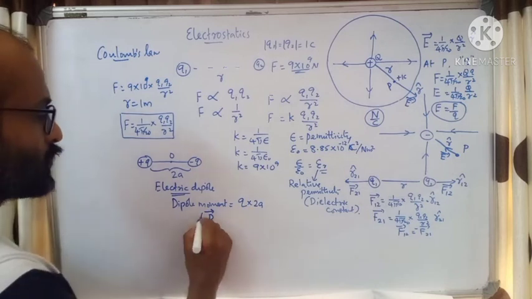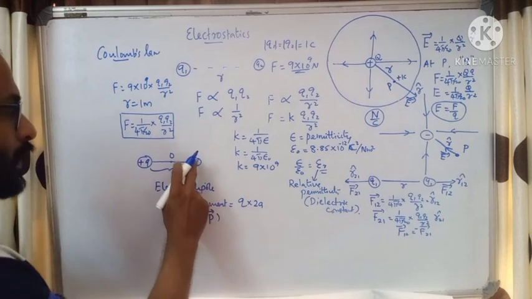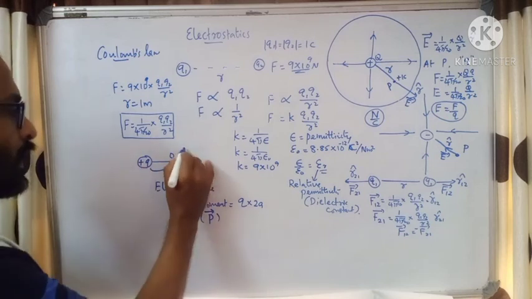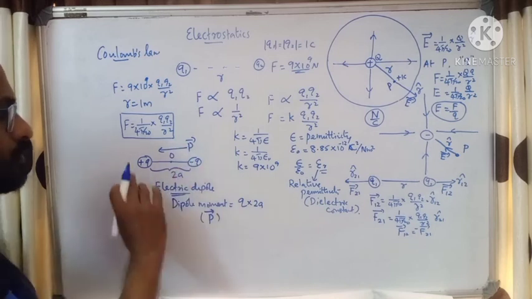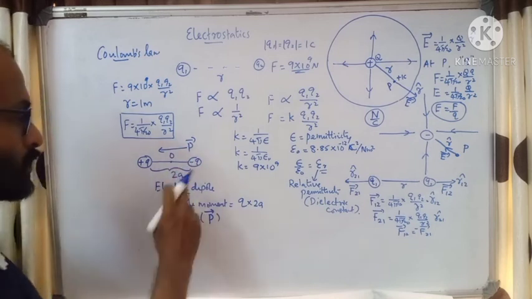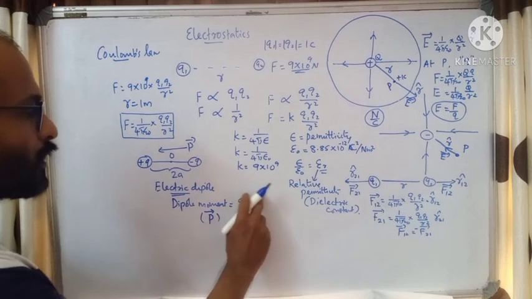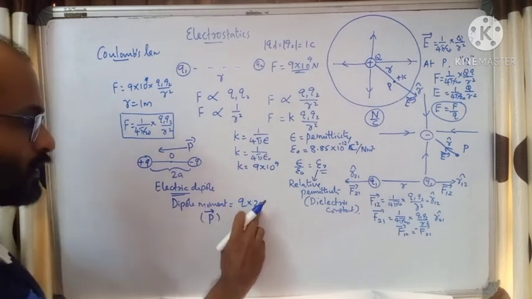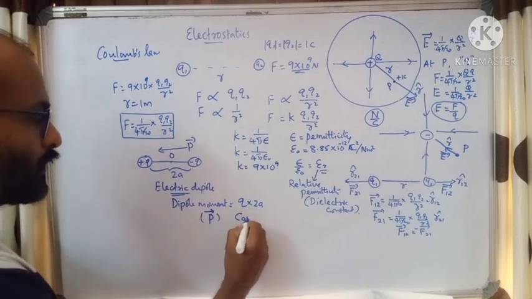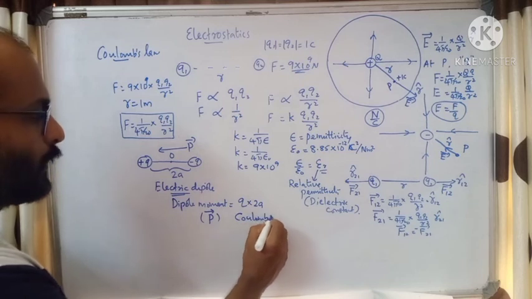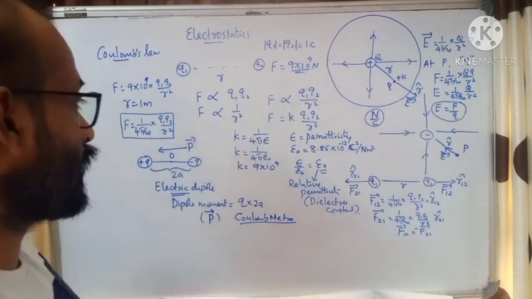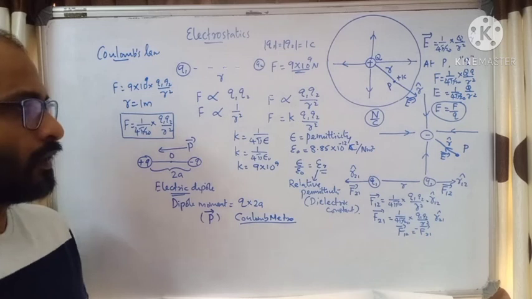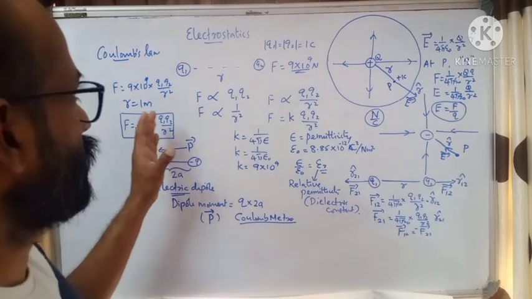So it has a direction. The direction of dipole moment is from the negative charge to the positive charge. So I can say this is the direction of electric dipole moment, from negative to positive charge. And what is the unit of dipole moment? It is charge, coulomb, times meter. So coulomb meter is the SI unit of dipole moment.